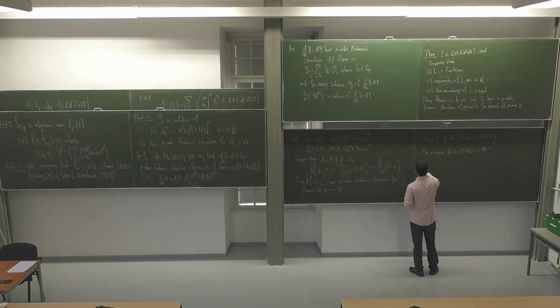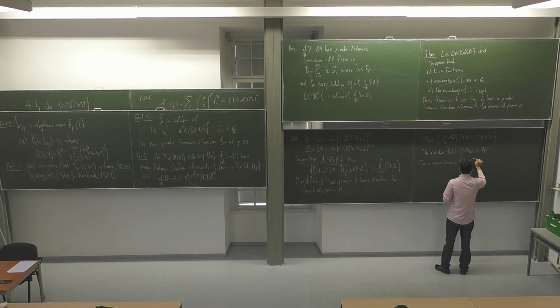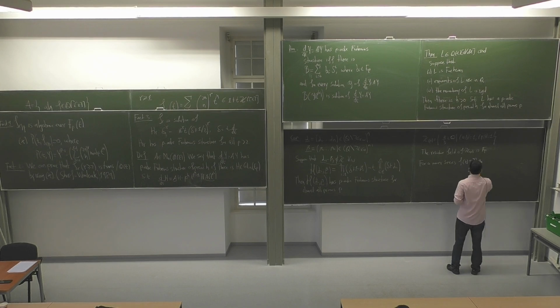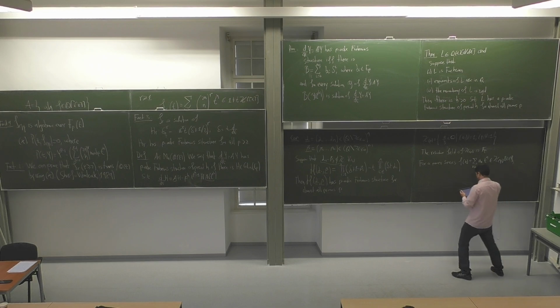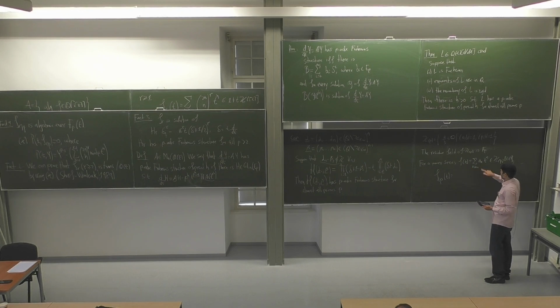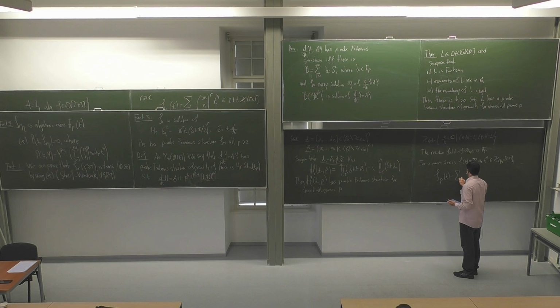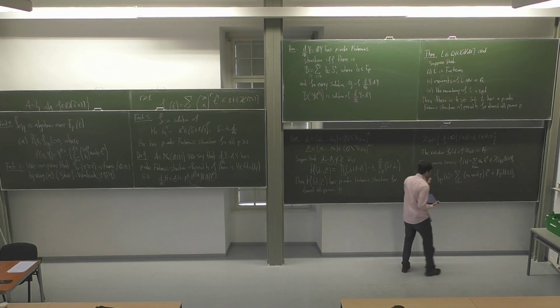Now for a power series F(t) with coefficients in this ring, Z_(P), we can reduce it modulo P, and the reduction is just the power series obtained by reducing each coefficient modulo P. And this power series belongs to F_p[[t]]. That is the reduction of F modulo P.